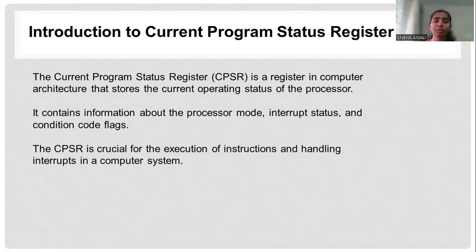The current program status register is a register in computer architecture that stores the current operating status of the processor. It contains information about the processor mode, the interrupt status, and some of the conditional flags, like the conditional code flags. The CPSR is crucial for the execution of the instructions, and it is even crucial for handling the interrupts in the computer system.